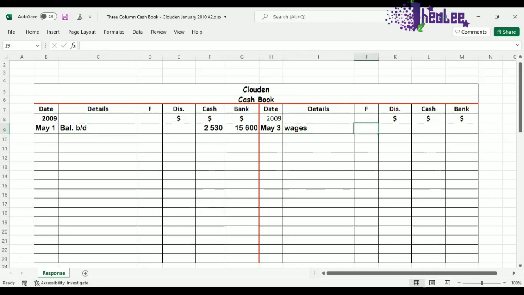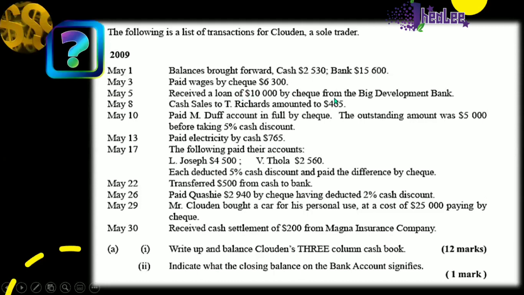And the amount was paid by check. So therefore, we're going to use a bank column to indicate that. So that is $6,300. Our next transaction reads, received a loan of $10,000 by check from Big Development Bank.